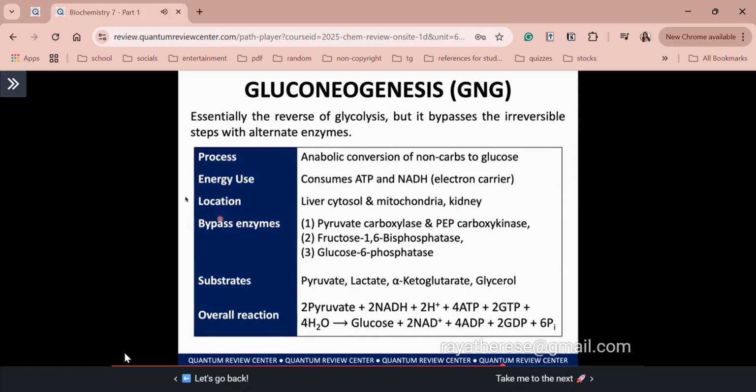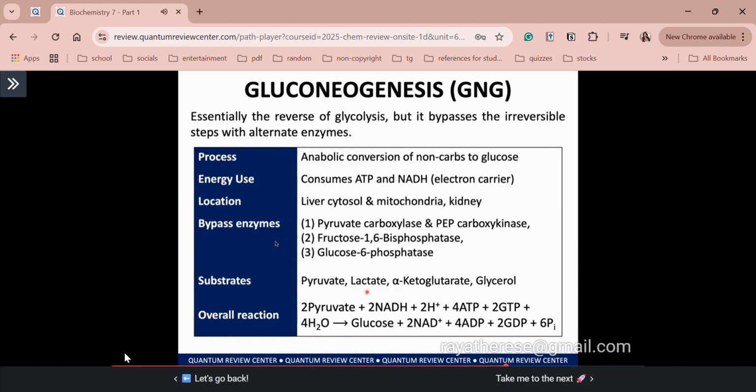And of course, class, our bypass enzymes, you need to memorize these. These are the enzymes that are alternatives to the irreversible steps of glycolysis. Remember hexokinase, PFK1, and pyruvate kinase. Our first bypass enzymes, pyruvate carboxylase and PEP carboxykinase, are the alternative enzymes of pyruvate kinase. Secondly, fructose 1,6-bisphosphatase is the alternative enzyme of PFK1. And lastly, glucose 6-phosphatase is the alternative enzyme of hexokinase in the glycolytic pathway.